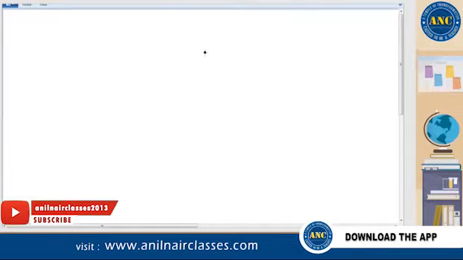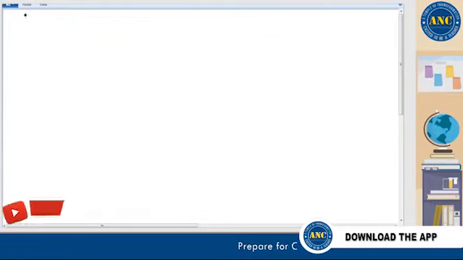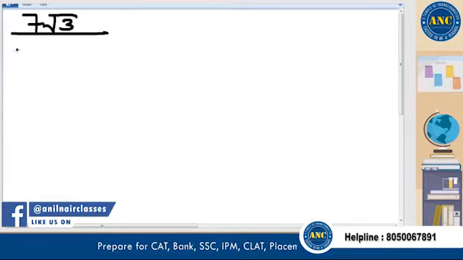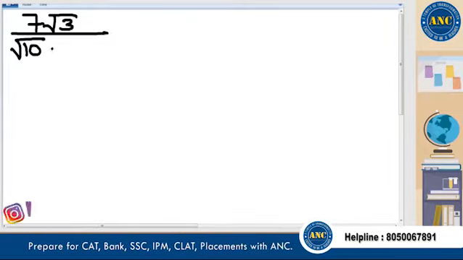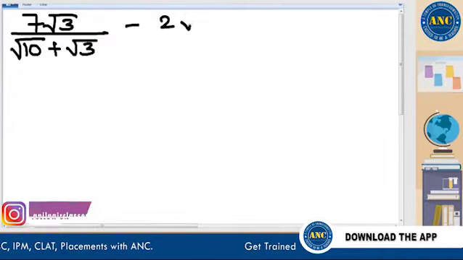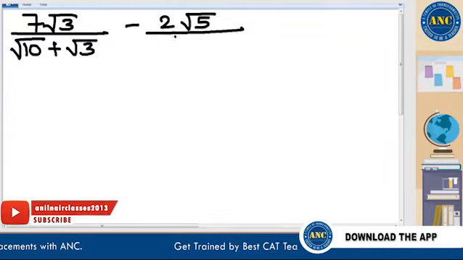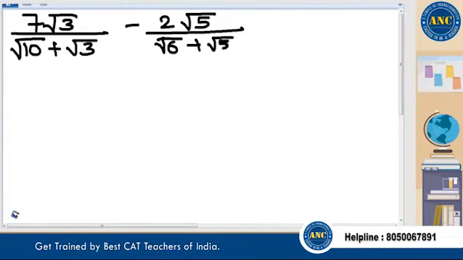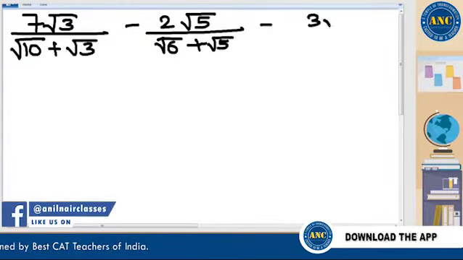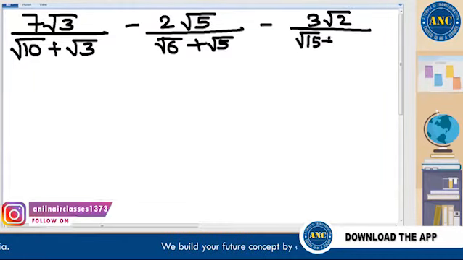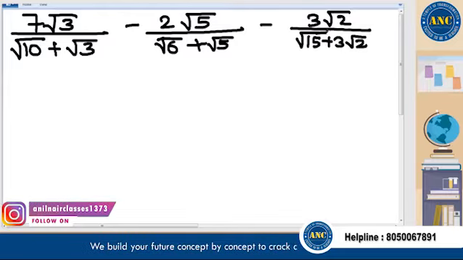Next question. Again a very good question. Your question is: simplify 7 root 3 divided by root 10 plus root 3, plus 2 root 5 divided by root 6 plus root 5, minus 3 root 2 divided by root 15 plus 3 root 2. These are the kind of questions which came in the examination. We are writing those kind of questions itself.